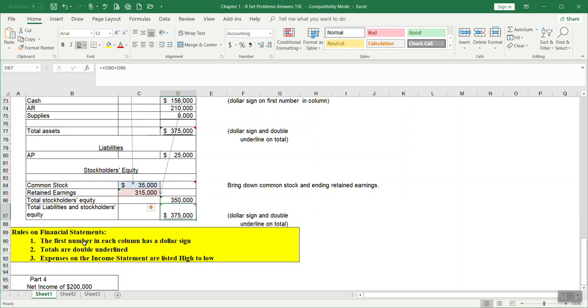Again, first number in each column has a dollar sign. Totals are double underlined and also have a dollar sign. And expenses on an income statement, with the exception of miscellaneous expense, are listed high to low.